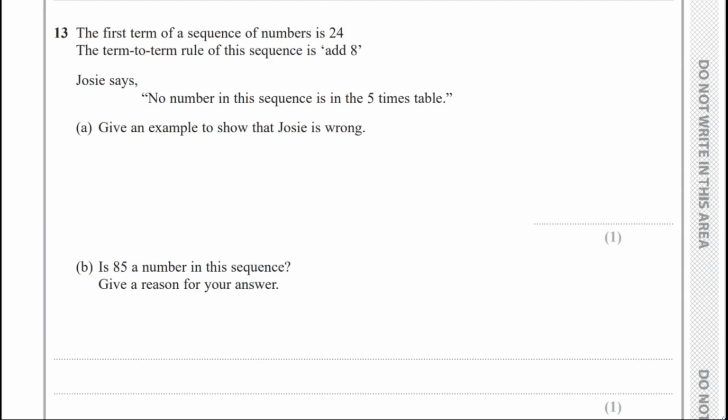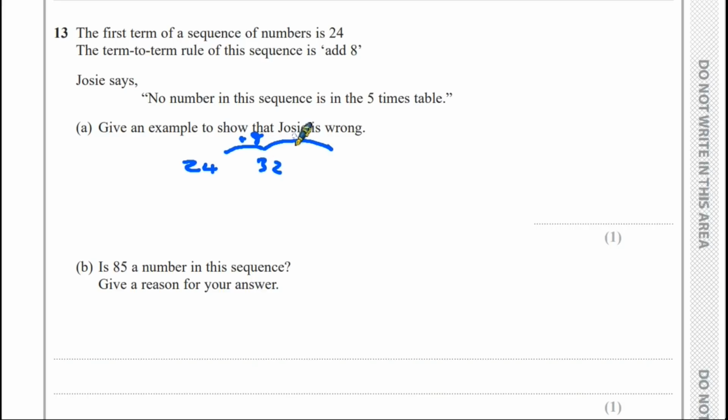Question 13. The first term of a sequence is 24. The term-to-term rule of this sequence is add 8. Now part A, Josie says no number in this sequence is in the 5 times table, and we're asked to give an example to show that Josie is wrong. Well, let's start with the first number in the sequence then. We know that is 24. We are then being asked to add 8 each time, so the next term would be 32.